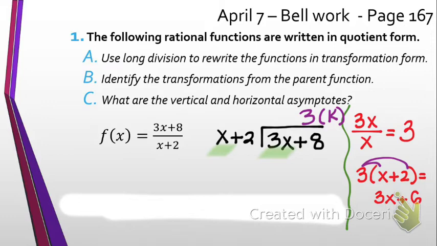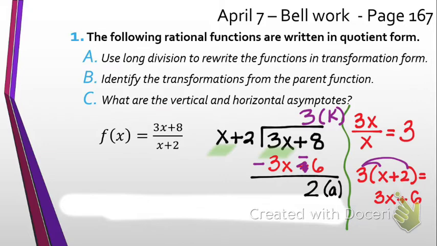So when you take that 3x plus 6, we're going to put that under the 3x plus 8. And you have to change both signs. So this is going to change to a negative 3x, and this changes to a negative 6. And when you add, you get a 2, and that remainder is a.